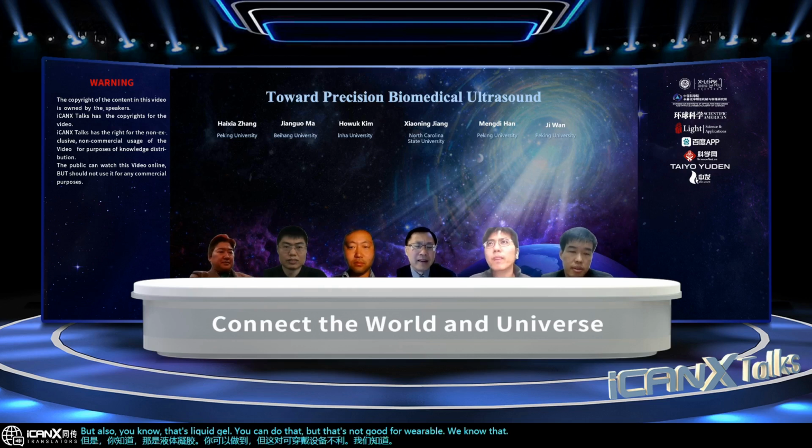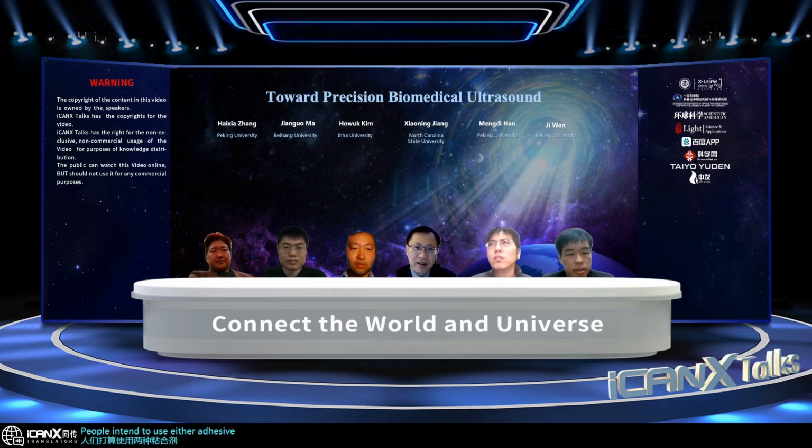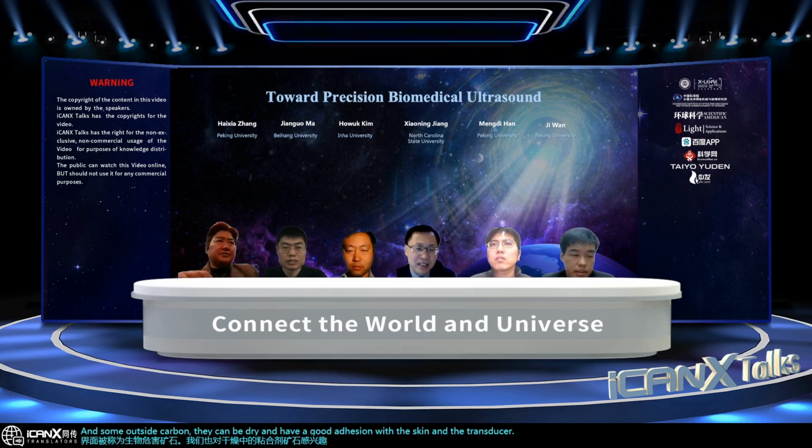We know that. And that's why in recent publications from the MIT group and UC San Diego people, they intend to use either an adhesive interface, called bioadhesive, or we're also interested in dry coupling. Some ultrasound coupling can be dry and have good adhesion with the skin and the transducer, but it's not liquefied, right?